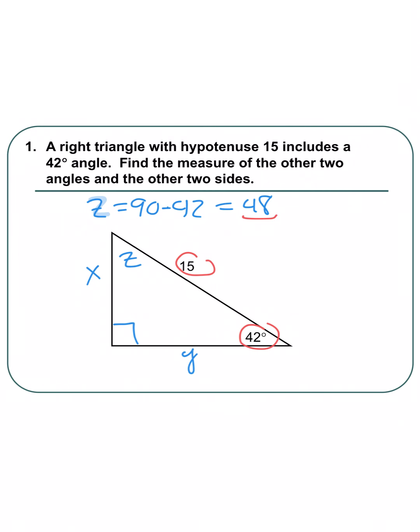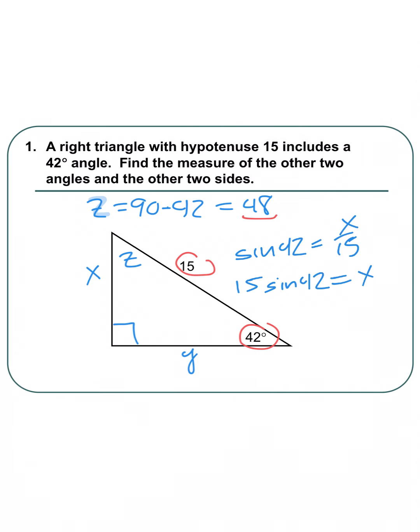So I can go ahead and set up my relationship as the sine of 42 is going to equal x over 15. And then to finish solving this, I would multiply 15 on both sides, which means I have 15 times the sine of 42 is going to equal x.